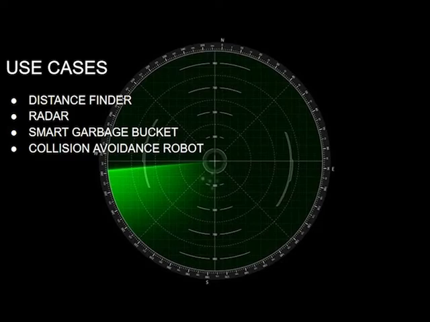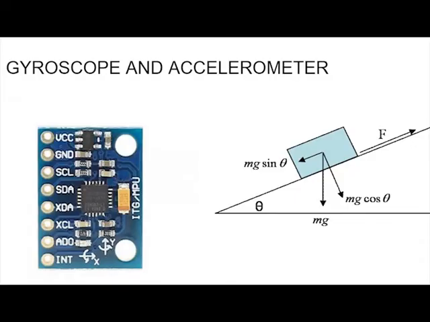Now coming to the next sensor, the gyroscope and accelerometer. The gyroscope is a device used for measuring and maintaining orientation and angular velocity. The accelerometer is a tool that measures proper acceleration. All measurements of these devices are in three dimensions.